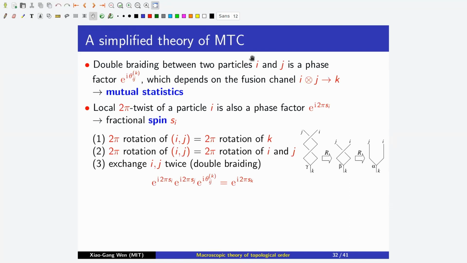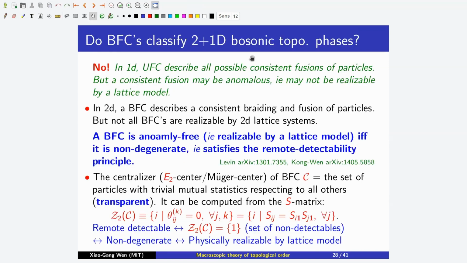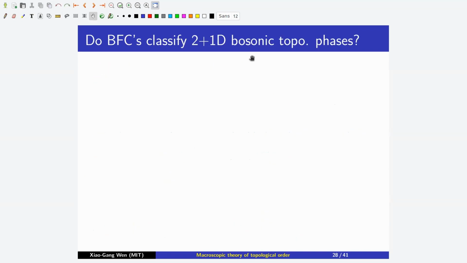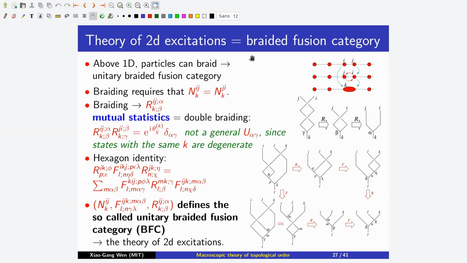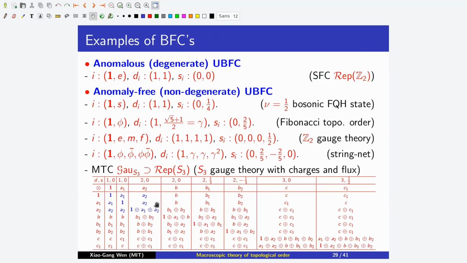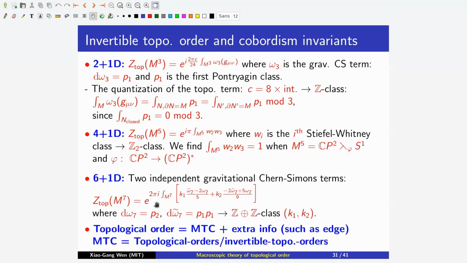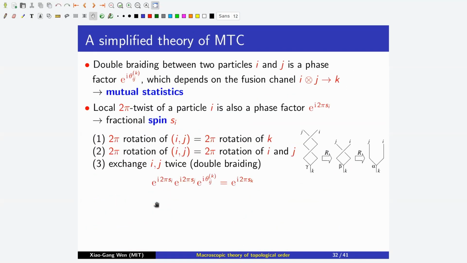So what is this module tensor category theory, and can we make a list of it? Basically, we have to make a list of N, F, and R. If I make this list, then we have a list of module tensor categories, and then a list of two-dimensional topological orders. So really, this is like a classification problem. But this is difficult.